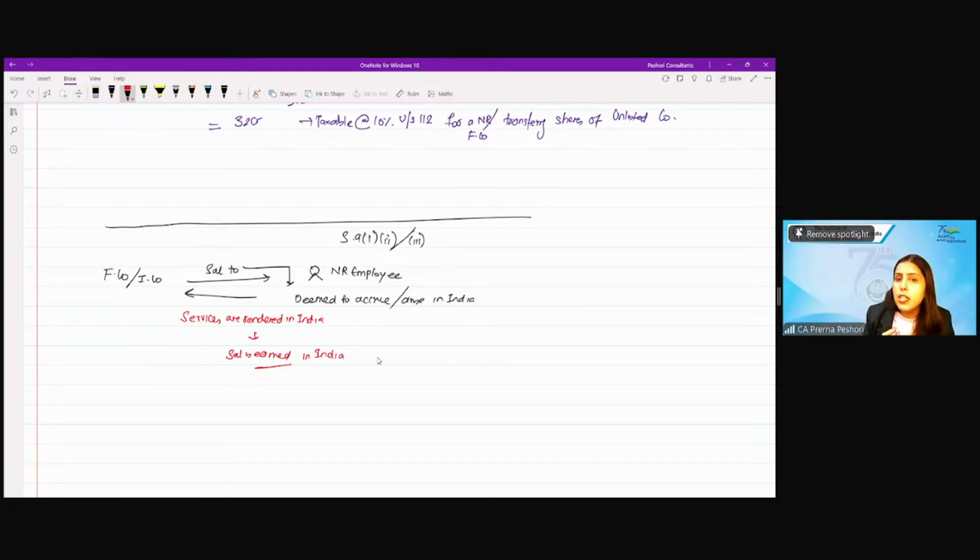What does rendering of services mean? Let's say you're working from home in the UK and a UK company hires you for providing services in India. Would the salary be deemed to accrue or arise in India? The answer is no. Rendering means you come to India and provide the services to the company from India. That means the services are rendered in India, where the employee comes here and provides services to the company, Indian or foreign.